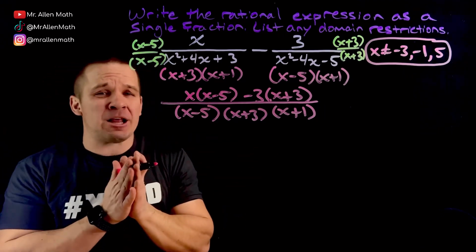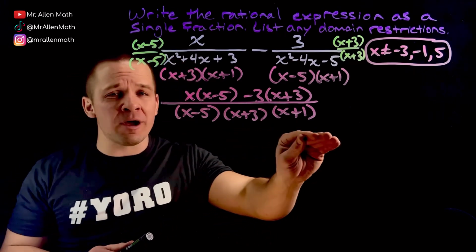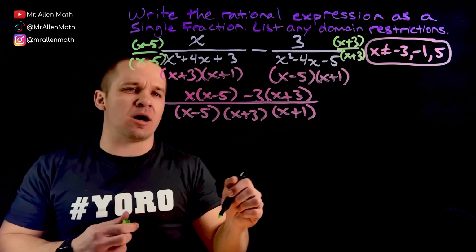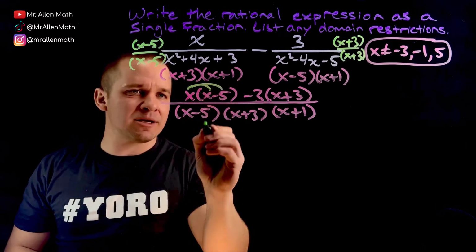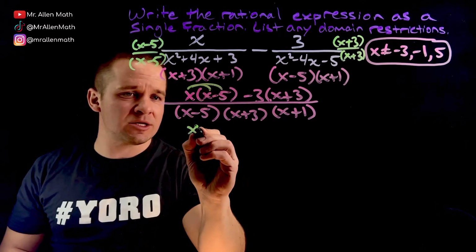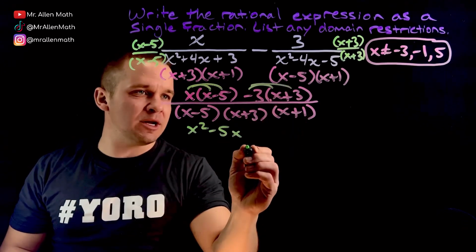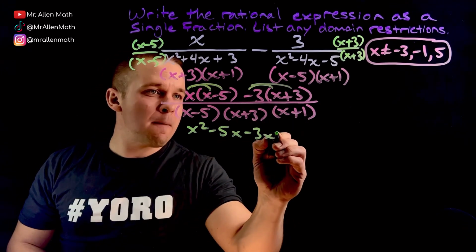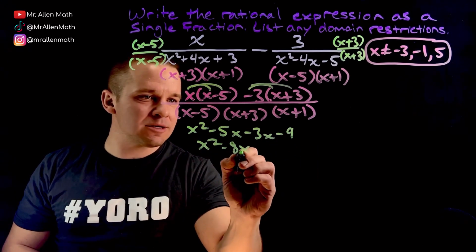Now I've got to do a little bit of math in my numerator, okay? I'm going to change colors to do a little numerator math, and then we'll put it all back into the same color once I'm done with some simplifications. So I'm going to have x times x and x times negative 5, so it's going to be x squared minus 5x. And then we've got negative 3 distributed, which gives me negative 3x minus 9. So here I'm going to have x squared minus 8x minus 9.